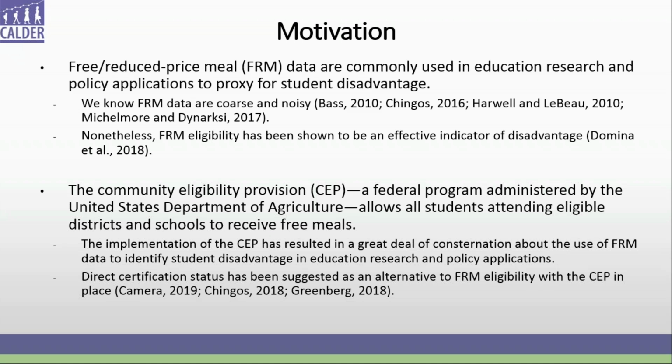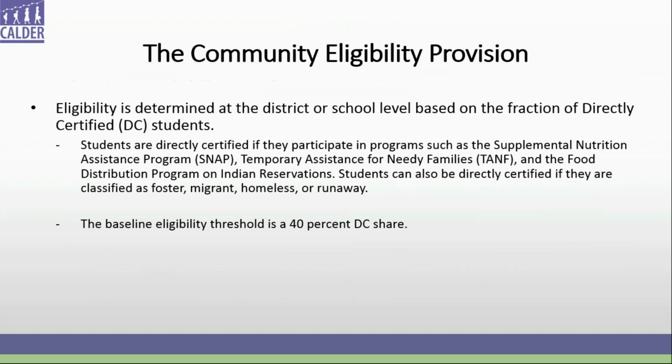And then relatedly, direct certification, which is another measure of student disadvantage that I'll talk about in just a second, has been suggested as an alternative, and we're going to do a horse race between the two measures with the community eligibility provision in place. So the community eligibility provision.